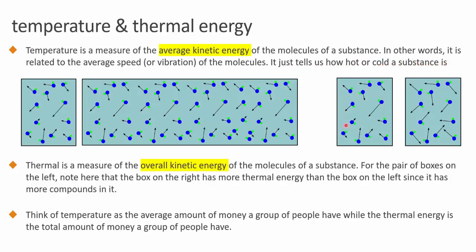For example, if we look here, if we are representing the molecules by these blue and green shapes and the arrows representing their speed, the average speeds here are less than the average speeds here. Some speeds are larger here than here, but overall the average here is bigger than the average here. So because the average kinetic energy here is higher than the average kinetic energy here, this one is at a higher temperature.